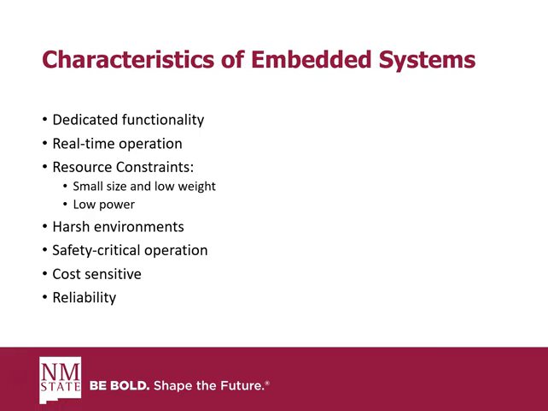So we interact with these characteristics and with embedded systems, often without even realizing it. They are the silent workhorses of our modern world. But what makes them so unique? First, dedicated functionality. Unlike general-purpose computers, embedded systems are designed to perform a specific task. Think of the controller in your microwave or the engine management system in your car. They are built for one job, and they do it well.